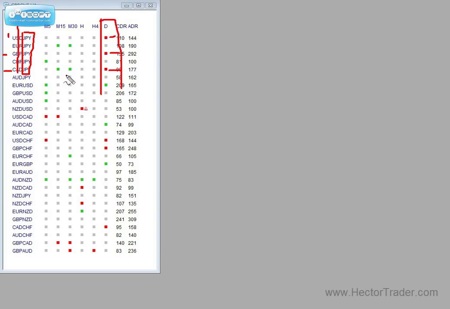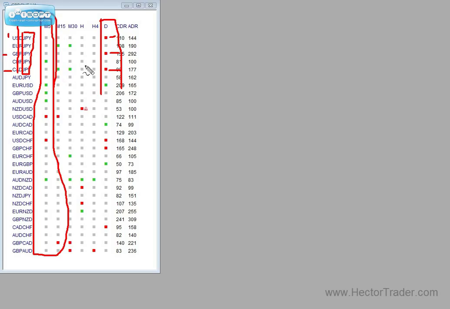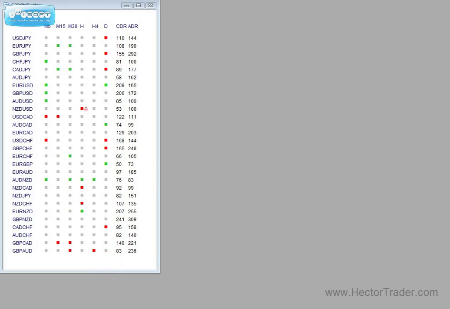If you are a scalper, you only want to be keeping an eye on what's happening on this part of the chart. If you're a long-term trader, on this part of the indicator. Anyway, let's keep on going. For example, let's scroll down a little bit. The New Zealand dollar against the USD, we are getting a red square on the daily. On the hourly time frame.